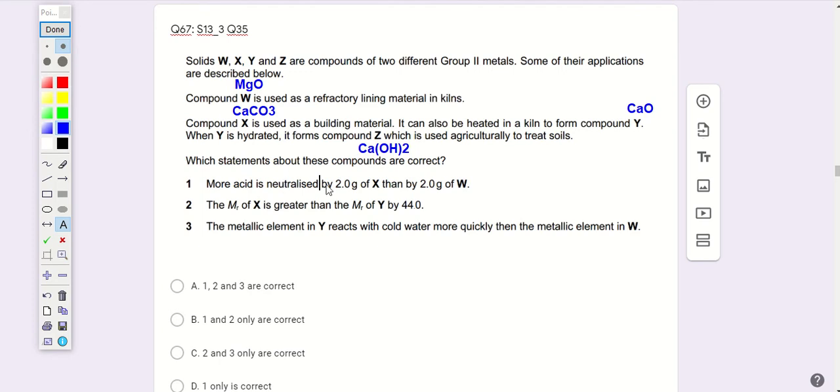So they ask which statements about these compounds are correct. Now we have identified them already, so you know what X, W, Y, and Z are. Number one: more acid is neutralized by 2 grams of X than by 2 grams of W. First, I will write the equation for X with acid, that means calcium carbonate with acid.